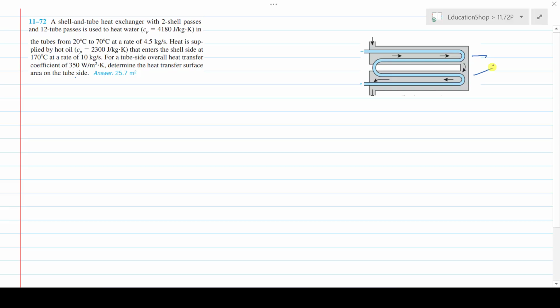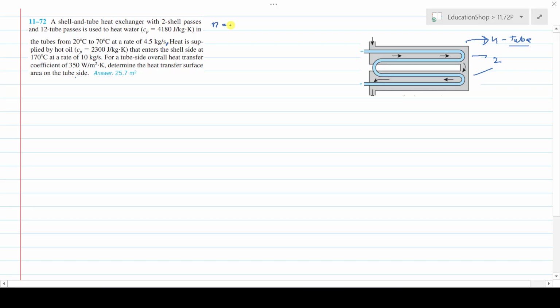Here you can see the number of shell passes is 2. 4 tube passes is only shown in this diagram, but it is a portion of the heat exchanger, not the whole heat exchanger. But our study is under a 2 shell passes and 12 tube passes heat exchanger. The cold fluid is heated from 20 centigrade to 70 centigrade at a rate of 4.5 kg per second. Let me write the data first till this point.